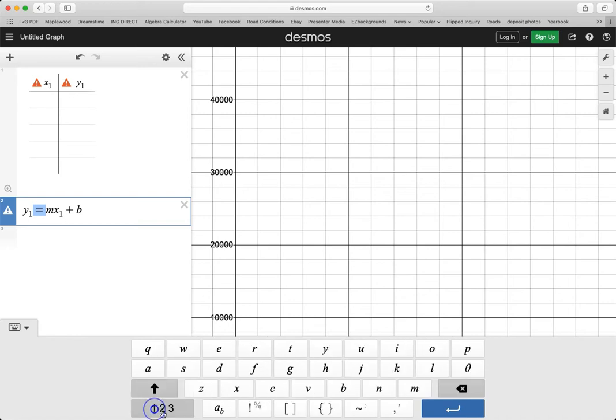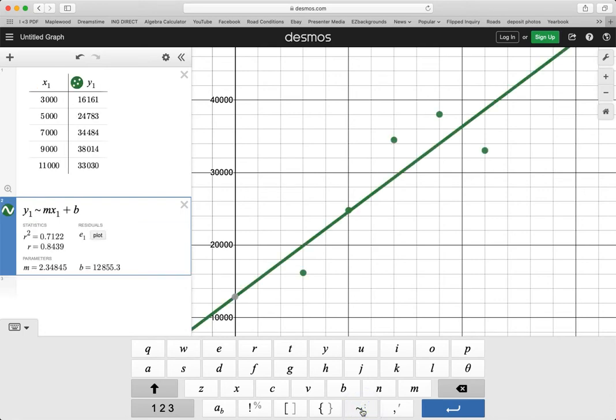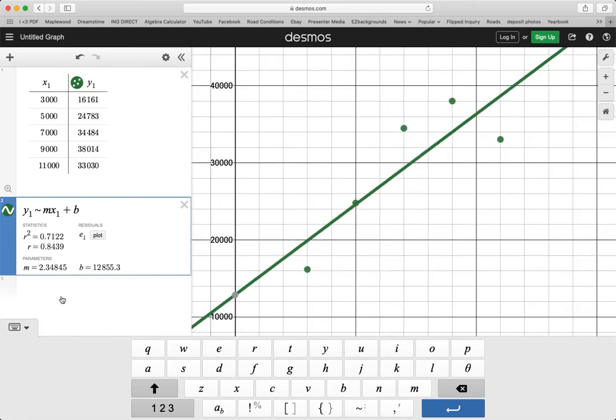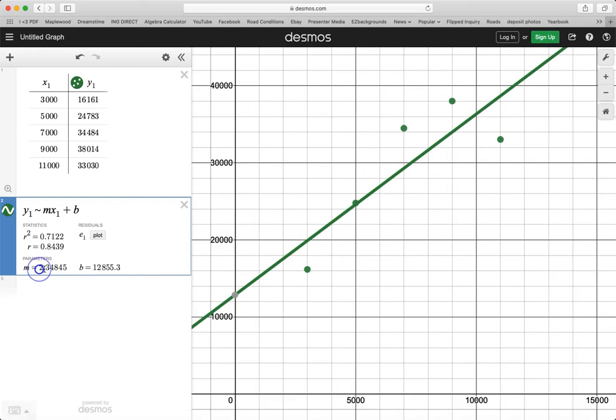Now, what a tilde is, this funny little squiggle here. On your keyboard, it's up next to the 1 key. But you see, now it puts a line on there, and it'll tell us what the slope and the y-intercept of that line is. If you take a look, it tells us the slope is about 2.3 and the y-intercept is 12,855. So it gives us the equation of the line.